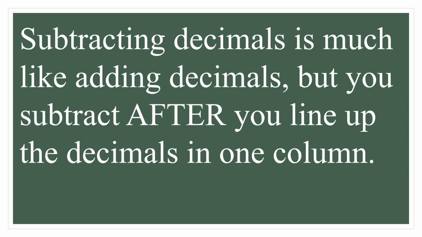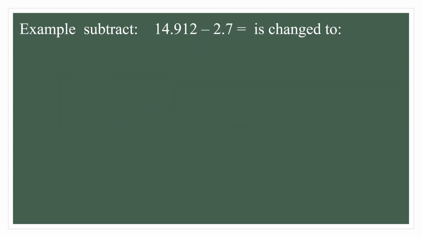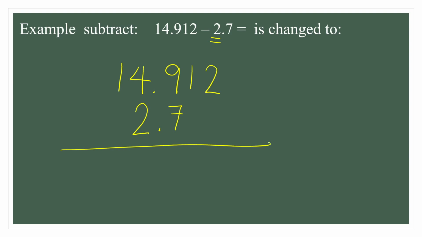Now let's go to subtraction. The same ra gihapon siya, i-align gihapon natong mga decimal numbers, the decimal points, but you subtract after you align. You align up. Now let's have the first example. I have 14.912. Asa man ako i-align si 2 sa 2.7? Sa 4. 2.7. 7 to 9. Let's subtract.